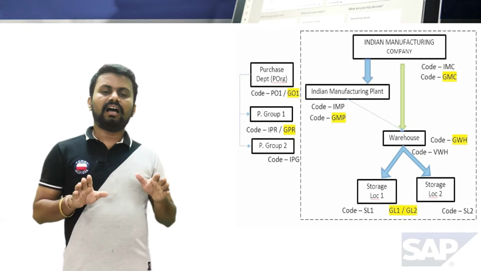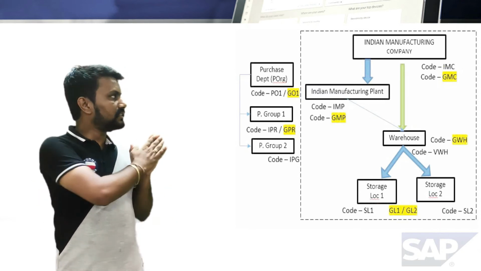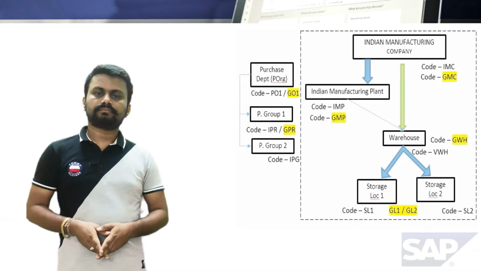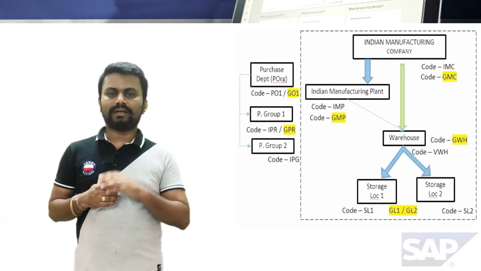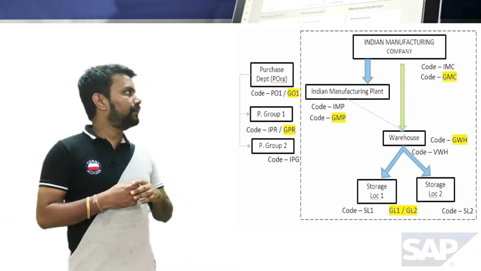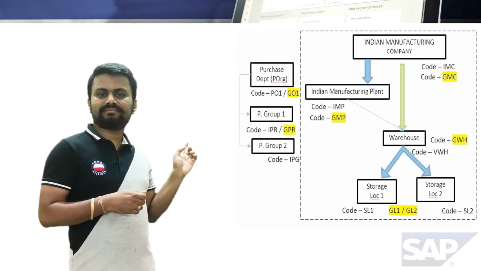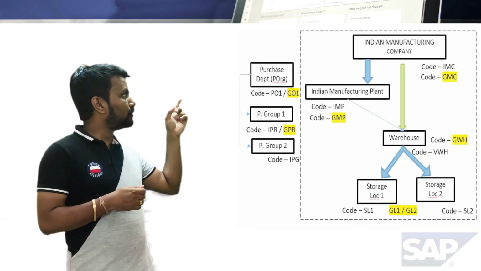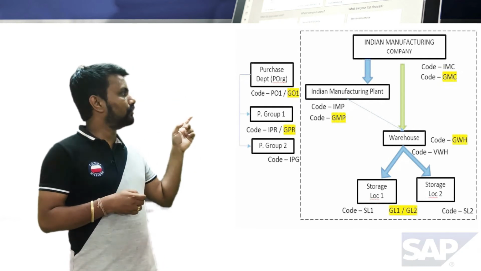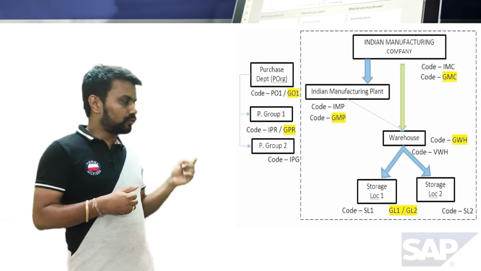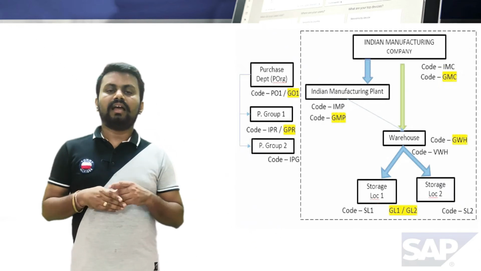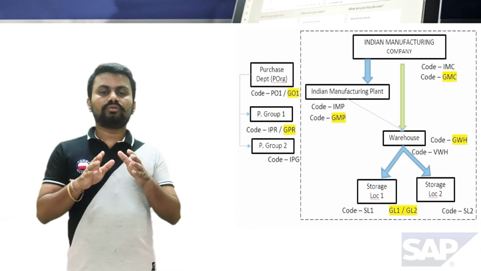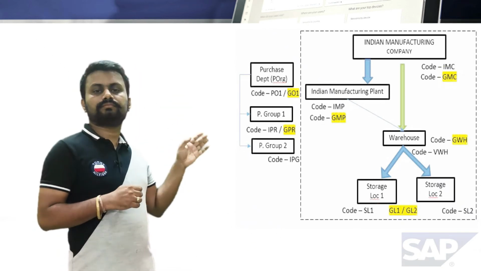So like that we are going to configure each element in SAP. But this configuration is further divided into two parts. Part 1 is where we define all these elements. We define the plant code, the company code, warehouse code, storage location code, purchasing organization and purchasing group codes. And in the second part we are going to establish a link between them.